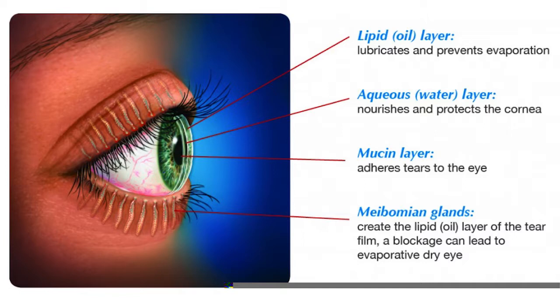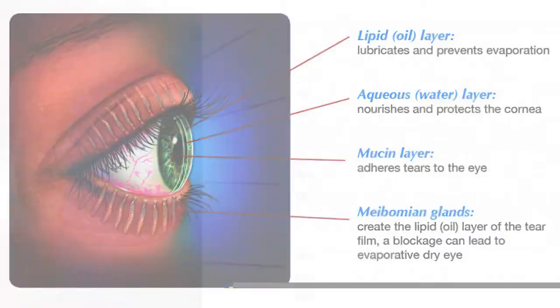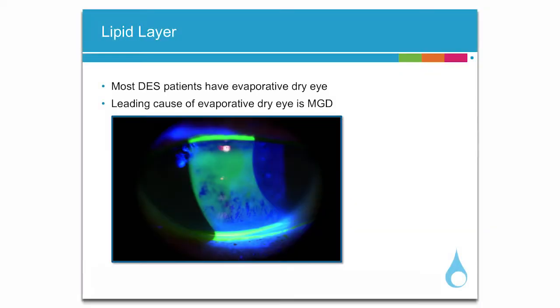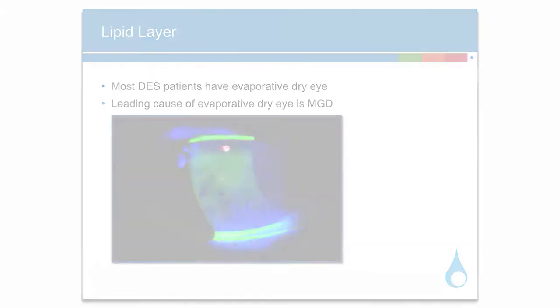Each layer can be clinically evaluated, but for the purposes of this presentation, we will only look at those tests for the lipid and aqueous layers. The mucin layer can be analyzed with impression cytology, but it is not a commonly used clinical test. Most dry eye patients have evaporative syndrome, which is commonly caused by MGD. MGD reduces the lipid layer and subsequently allows the tears to rapidly evaporate from the ocular surface.